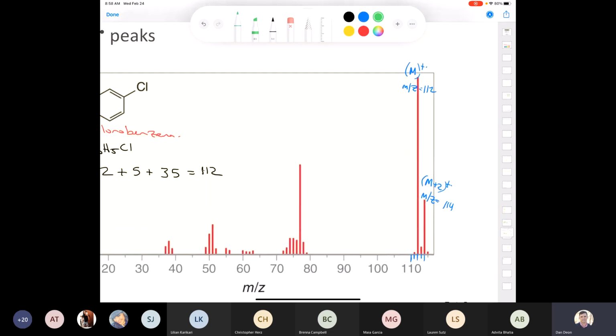Look at the relative heights. They're about 3 to 1. Therefore, you know you have chlorine present in the molecule.